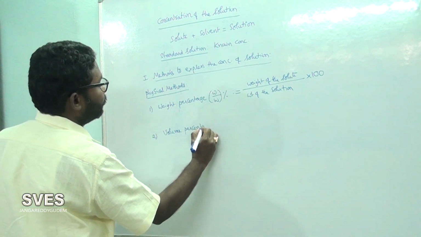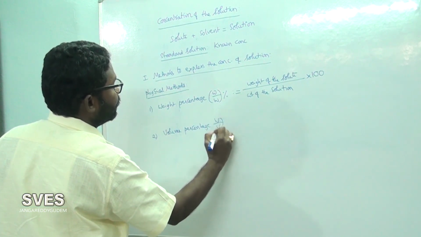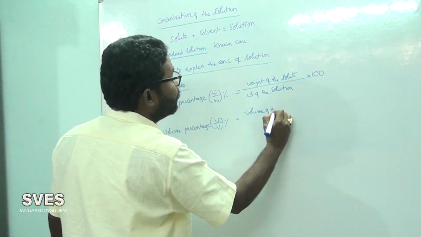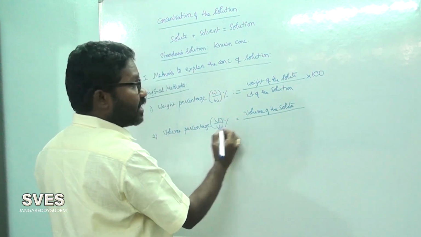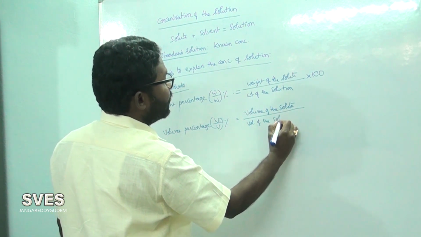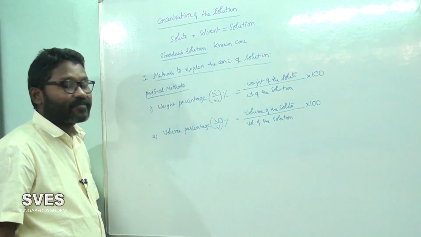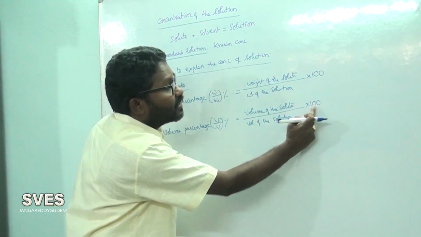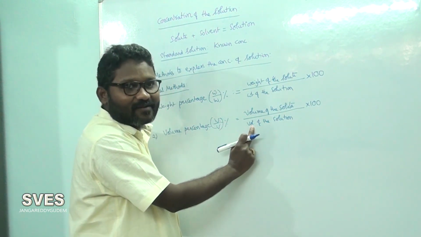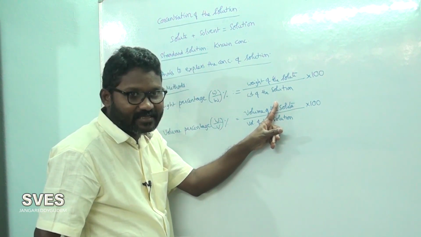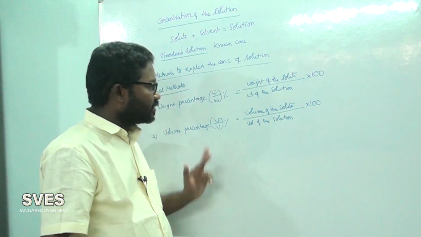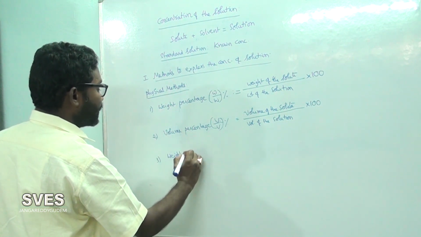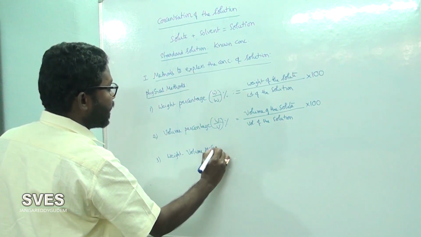And one more: volume percentage. Likewise, the numerator V is the volume of the solute, and the denominator is the volume of the solution, into 100. How can we define volume percentage of the solution? The volume of the solute present in 100 ml of the solution. Once again, the volume of the solute in milliliters present in 100 ml of the solution. This is volume percentage.